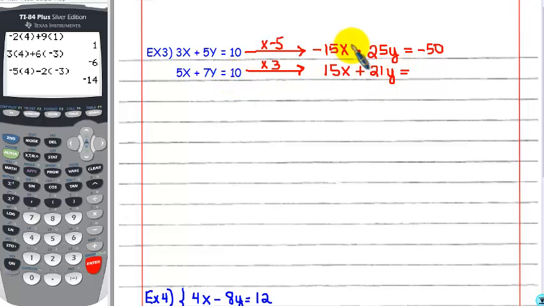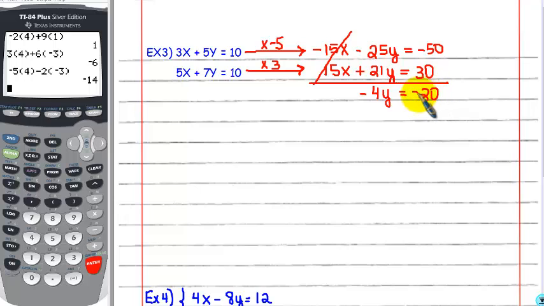And 10 times 3 is 30. All right. So now if you notice, by multiplying by those two numbers, I was able to manipulate the equation so I would have a positive number and a negative number that cancels. So the 15x goes away, and I'm left with this. So this would be negative 4y, because signs are different. You subtract. 25 minus 21 is 4, and sign of the biggest. Negative 50 divided by 30 will give you negative 20.